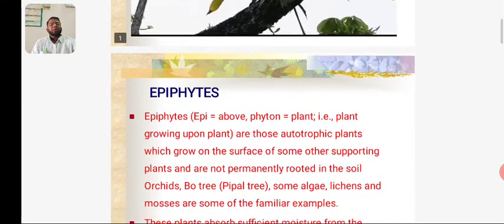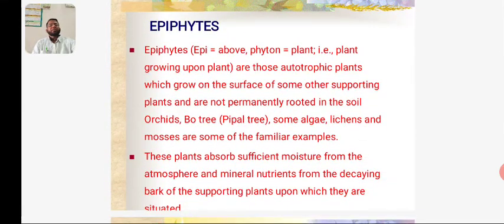See, epiphytes. Epi means above and phyton means plant. The plants growing upon another plant are those autotrophic plants which grow on the surface of some other supporting plants and are not permanently rooted in the soil. For example, orchids, banyan tree, peepal tree, some algae, lichens and mosses are examples of this category of epiphytic plants. They are firstly autotrophic, not heterotrophic.